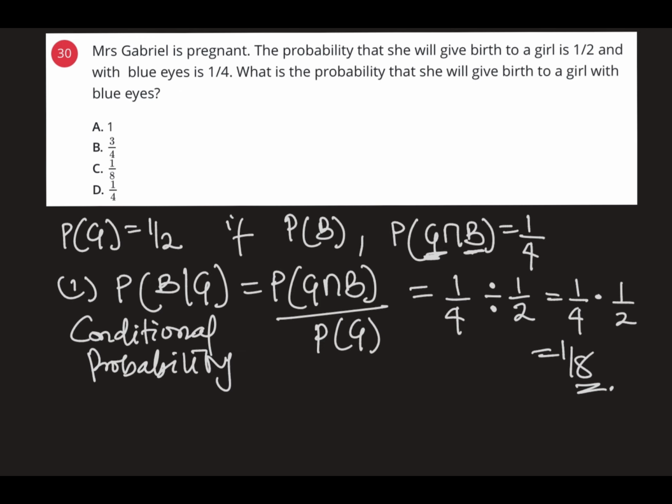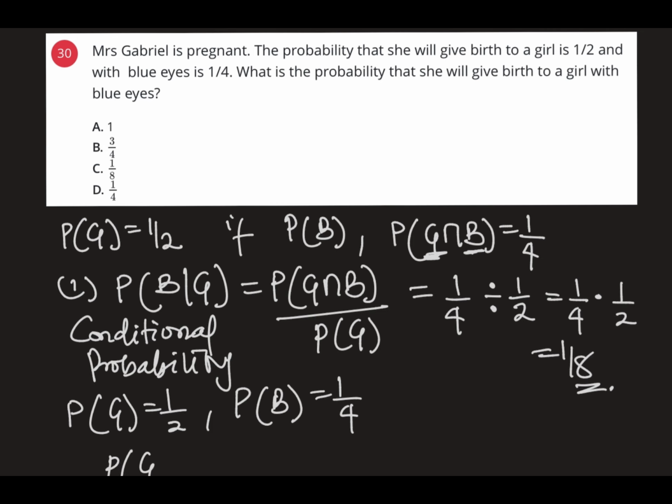Probably the question can also be thought of another way. I'm thinking, based on the lower level class, if the intention of the examiner is that the probability that she will give birth to a girl is 1/2, and the probability that the child she will give birth to has blue eyes is 1/4, if this is the intention of the examiner, then the probability of giving birth to a girl with blue eyes, that is, she's a girl and with blue eyes.